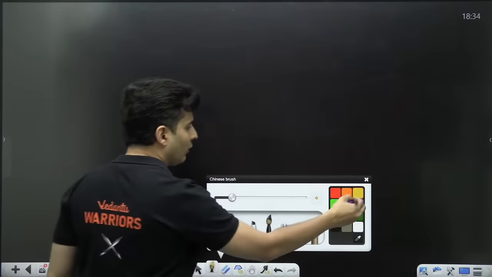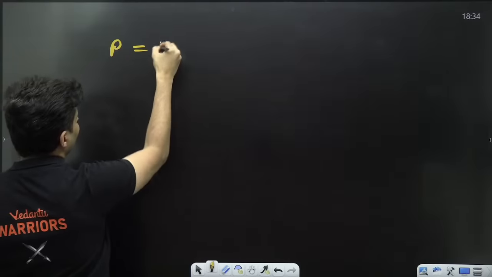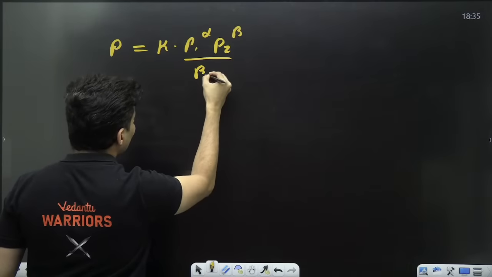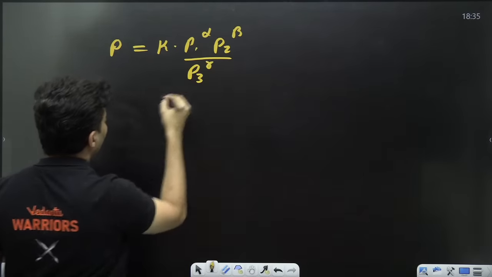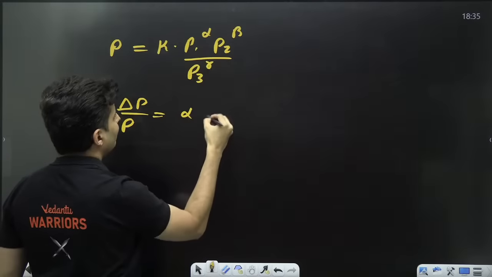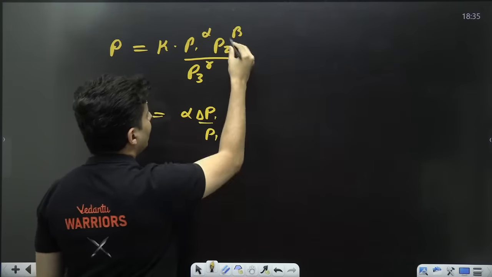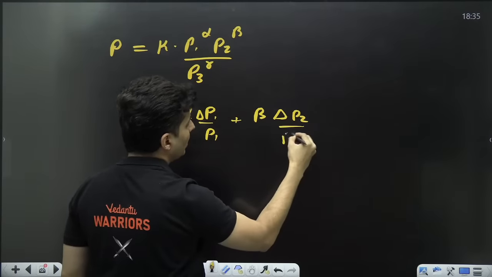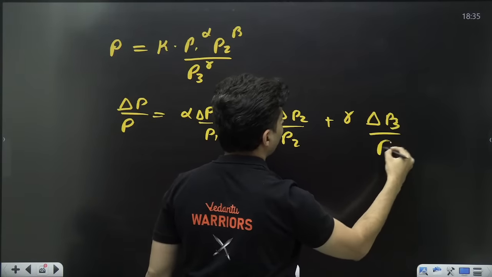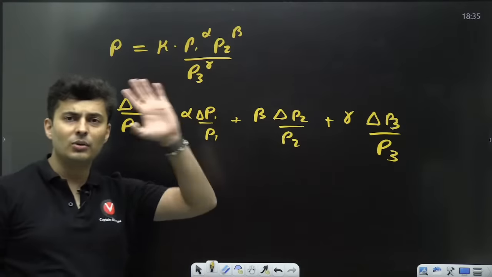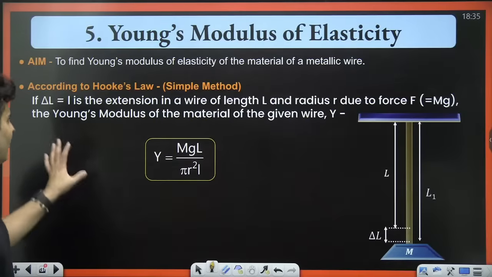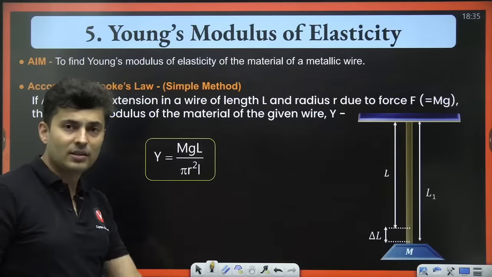In fact, you should remember the general formula for errors. If a physical quantity P is some constant into P1 raised to alpha, P2 raised to beta, P3 raised to gamma, then delta P by P, the relative error in P, constant does not matter. First power will come into delta P1 by P1. Then next power will come into delta P2 by P2. Doesn't matter whether you are below or on the top, always take the positive values, then delta P3 by P3. So this is the error formula which you will generally use for all kinds of questions. Okay, so the same thing has been mentioned here. It is used to find the Young's modulus of that wire.